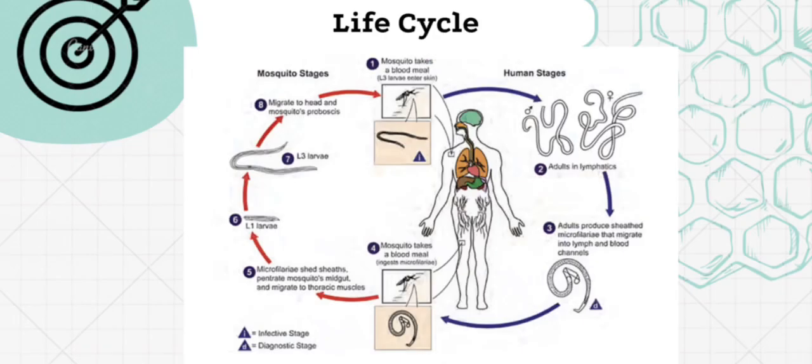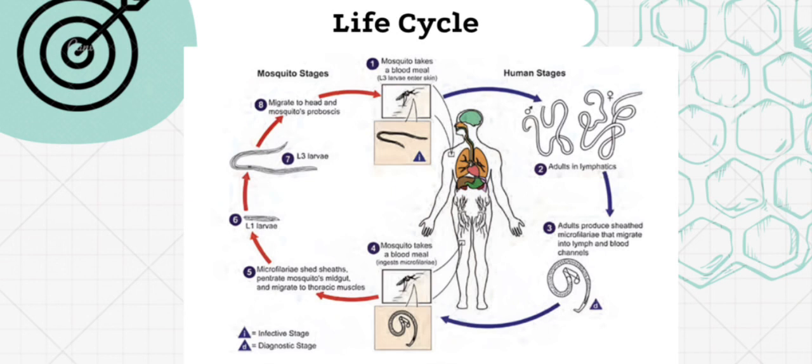The life cycle of Brugia malayi and Wuchereria bancrofti. The mosquito that carries the larvae will bite the human, and in the human stage, the larvae will turn into adults in the lymphatic system. Then the adults will produce sheathed microfilariae that migrate into the lymph. Then those sheathed microfilariae will be in the bloodstream.